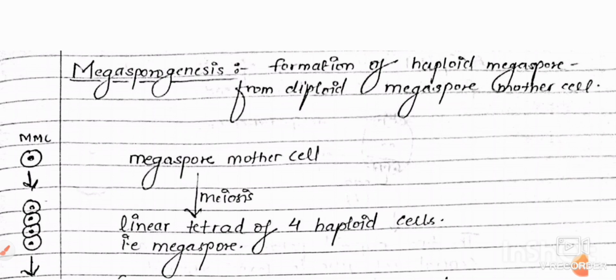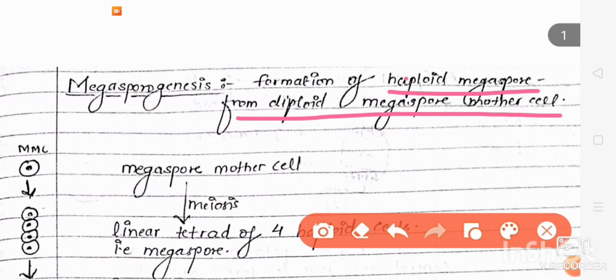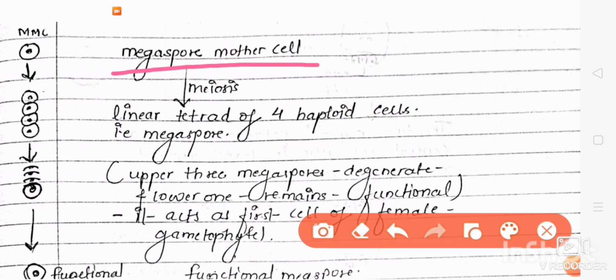As in the previous video we studied microsporogenesis, where we saw the formation of microspores. Now we will be seeing in this video about megasporogenesis, that is the formation of haploid megaspores from the diploid megaspore mother cell. So here there is a megaspore mother cell which undergoes meiosis division. After meiosis it will form 4 megaspore cells which will be haploid, and these megaspore cells are arranged in a linear fashion. So we see that there is a linear tetrad of 4 haploid cells, that is megaspores.